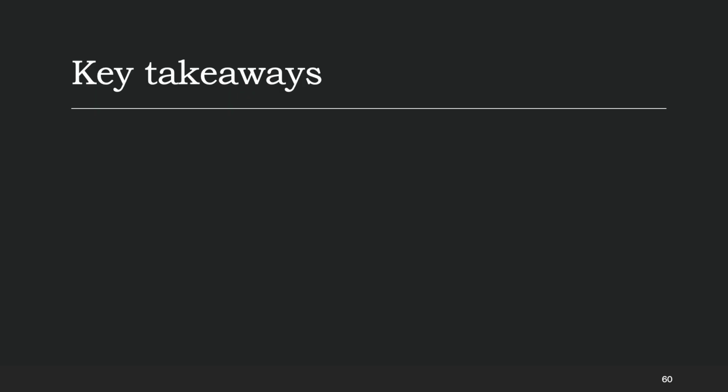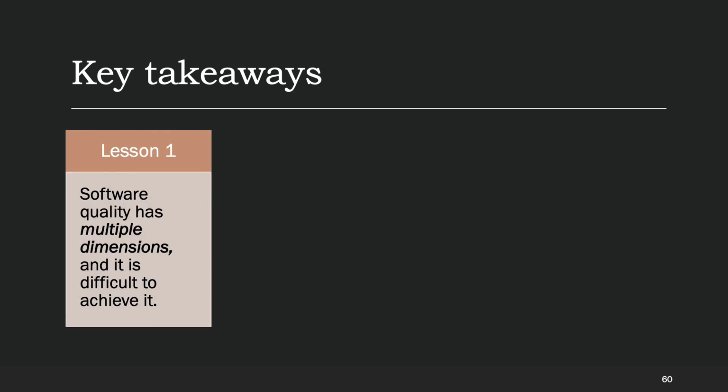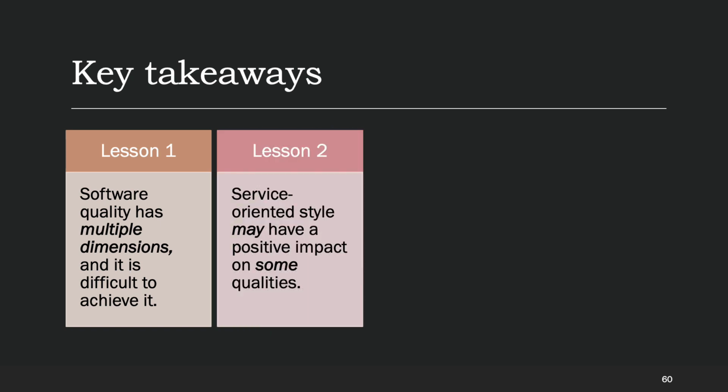Now, I'd like to leave you with 4 important thoughts that I hope you will take away from listening to me going on and on about software quality. The first lesson is that software quality has multiple dimensions, and it's difficult, if not impossible, to fully achieve it. The second thought is that service-oriented design may have a positive impact on some qualities, but not all of them and not always.